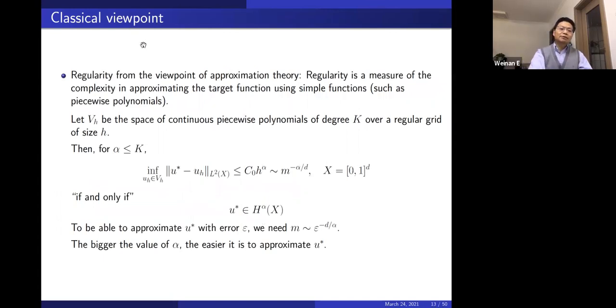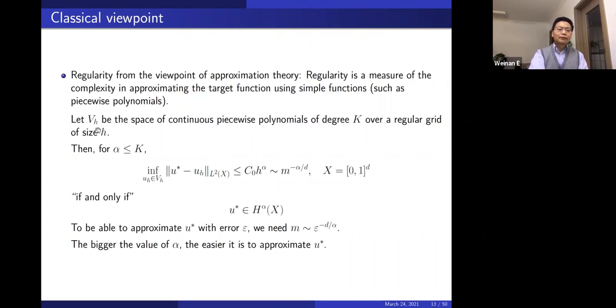So let's go back to the classical viewpoint. Classically, we have a sort of three-step procedure. We talk about approximation theory, and then we talk about regularity. Approximation theory requires some regularity concepts. And then we talk about regularity theory for PDEs. And then we talk about numerical algorithms for solving these PDEs. So classically, we have the three-step procedure. The first step is approximation theory. And here, it turns out that regularity is a measure of the complexity, how easy it is to approximate a particular function using simple functions like piecewise polynomials.